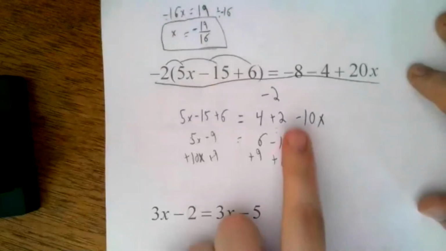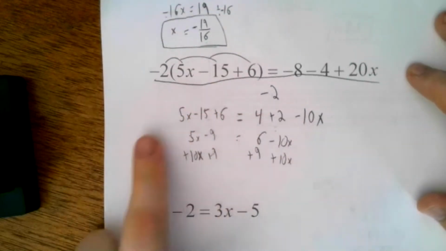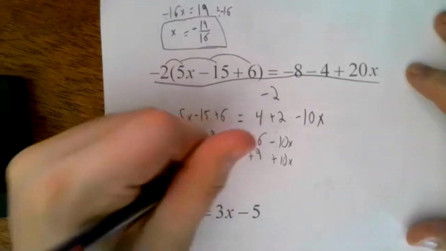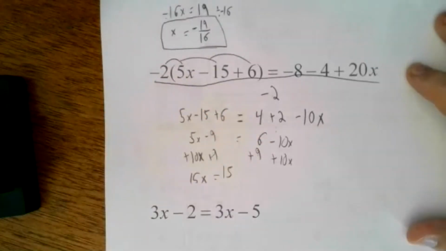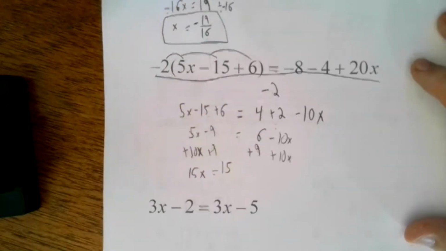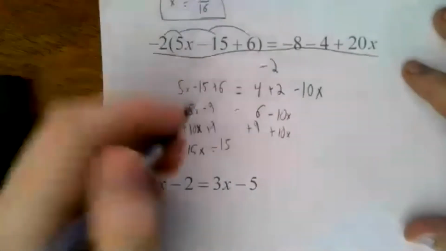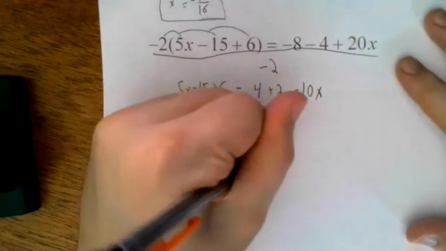All right, so I'm canceling all my x's on the left side. I'm canceling all my constants on the right side. So I end up with all x's on the left, which is 15x. And I get 6 plus 9 on the right, which is 15. And then my final step is just dividing by 15 on both sides. So divide by 15 on both sides, we get x equals 1.